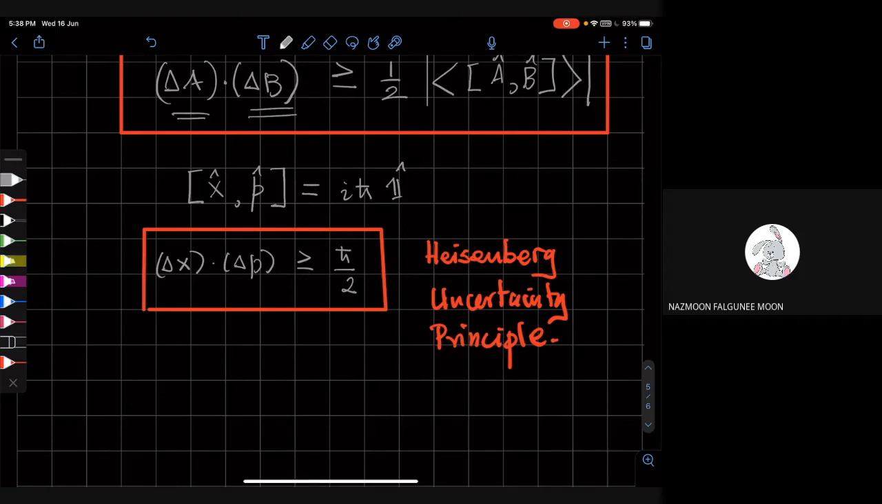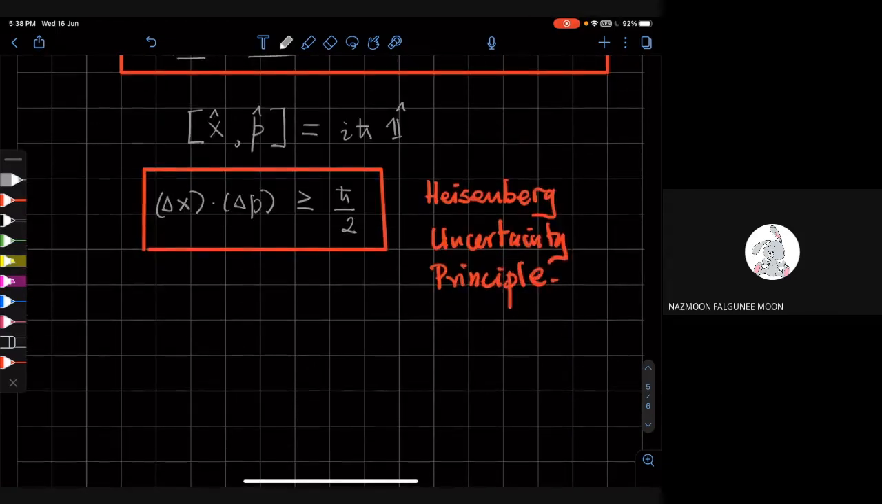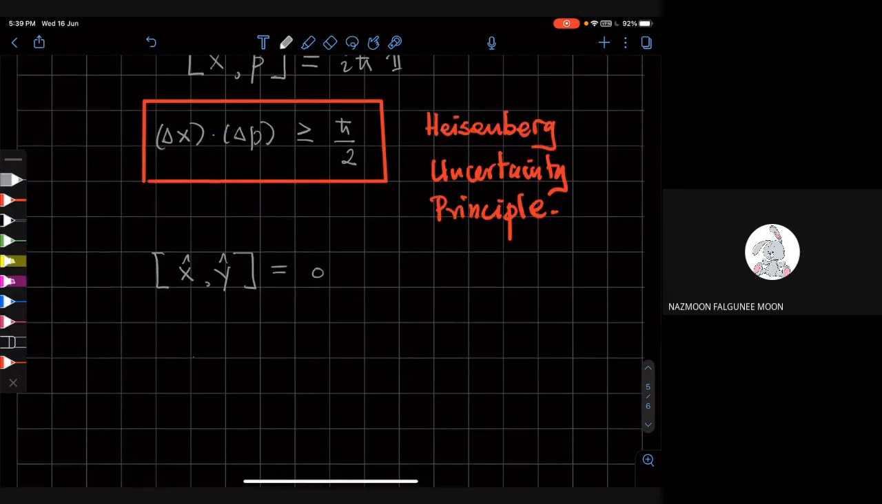So notice that this formula is also valid for operators that do commute. So for example, the position of the particle in the x direction and the position of the particle in the y direction, and it turns out that in quantum mechanics, they commute. And therefore, delta x times delta y is 0.